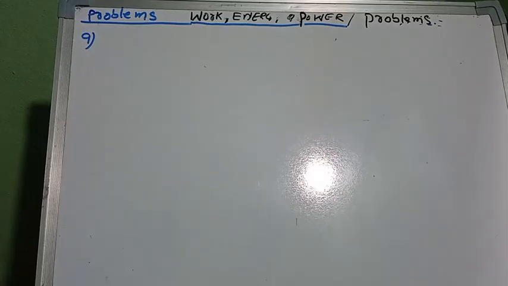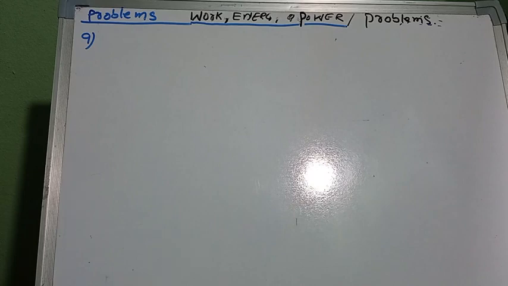Question number 9, problem number 9, that is, from a height of 20 meters above a horizontal floor, a ball is thrown down with initial velocity 20 meters per second. After striking the floor, the ball bounces to the same height from which it was thrown. Find the coefficient of restitution for the collision between the ball and the floor. Take g as 10 meters per second square.